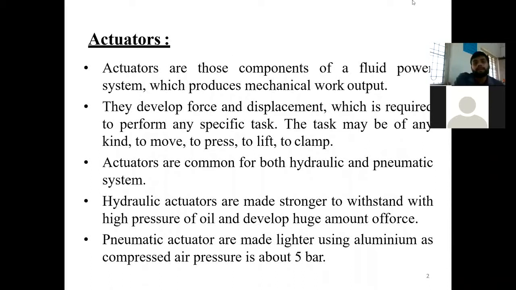So here we are to see the actuators. I again told you that we already studied this concept, but today I'm going to repeat it because this is an important one. And from the next lecture, we are going to take the numericals. So just an overview of this concept of actuator.